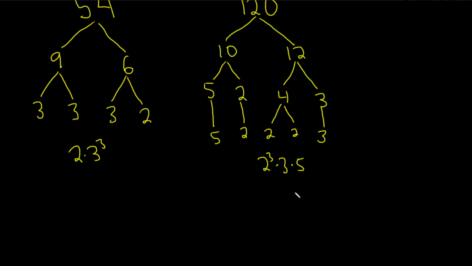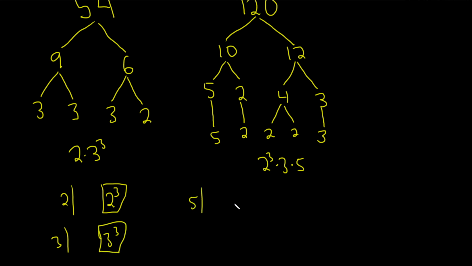So now here's the trick. You identify the greatest power of each prime factor. Let's start with 2. For 2, the greatest power is going to be 2 cubed. I'm going to put that in a box. Now let's do 3. For 3, the greatest power is 3 cubed. So I'm going to put that in a box. The last one is 5. For 5, the greatest power is just 5. I'm going to put that in a box.